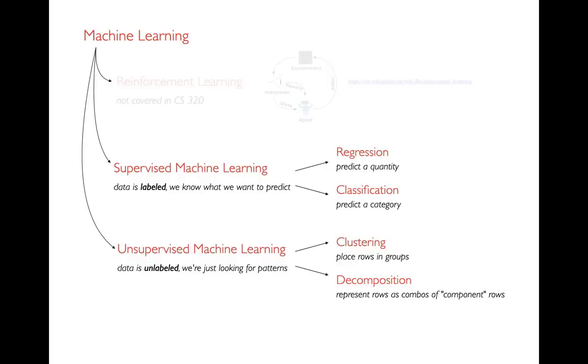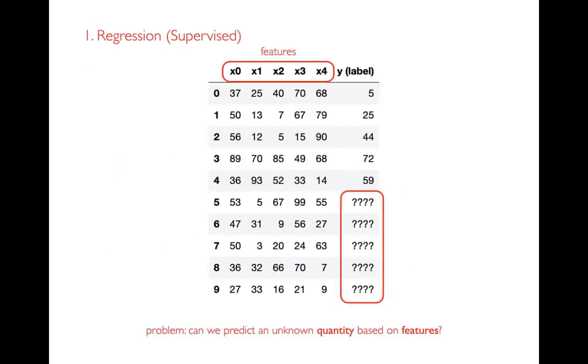In unsupervised learning, there's no special label column that we're trying to predict. We're just trying to look for general patterns in the data. And so we might do a couple of things. One, we might try to cluster our data, where we're placing rows into different groups. Or we might try to decompose our rows. I might have rows which each have 5 numbers in them, but maybe every row is a combination of 2 component rows. And so there's some simplicity in there, even though there might be a lot of columns in our data.